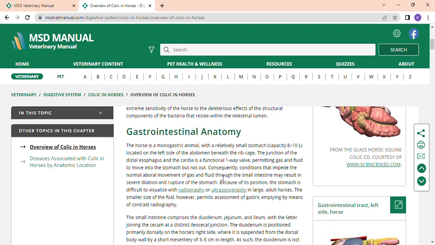Gastrointestinal anatomy of horses. The horse, as we all know, is a monogastric animal and has a relatively small stomach compared to buffaloes and cows. Capacity is 8 to 10 liters, located on the left side of the abdomen beneath the rib cage. The junction of the distal esophagus and the cardia is a functional one-way valve, permitting gas and fluid to move into the stomach but not out. As we know, horses do not vomit.